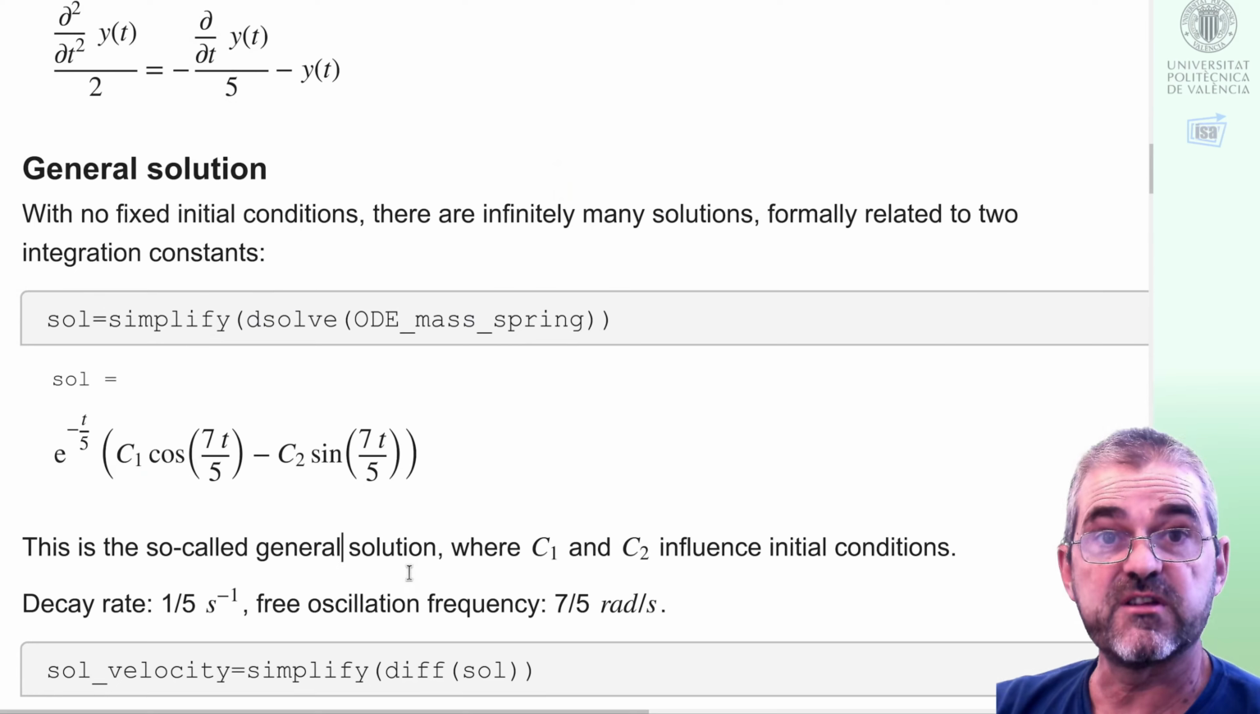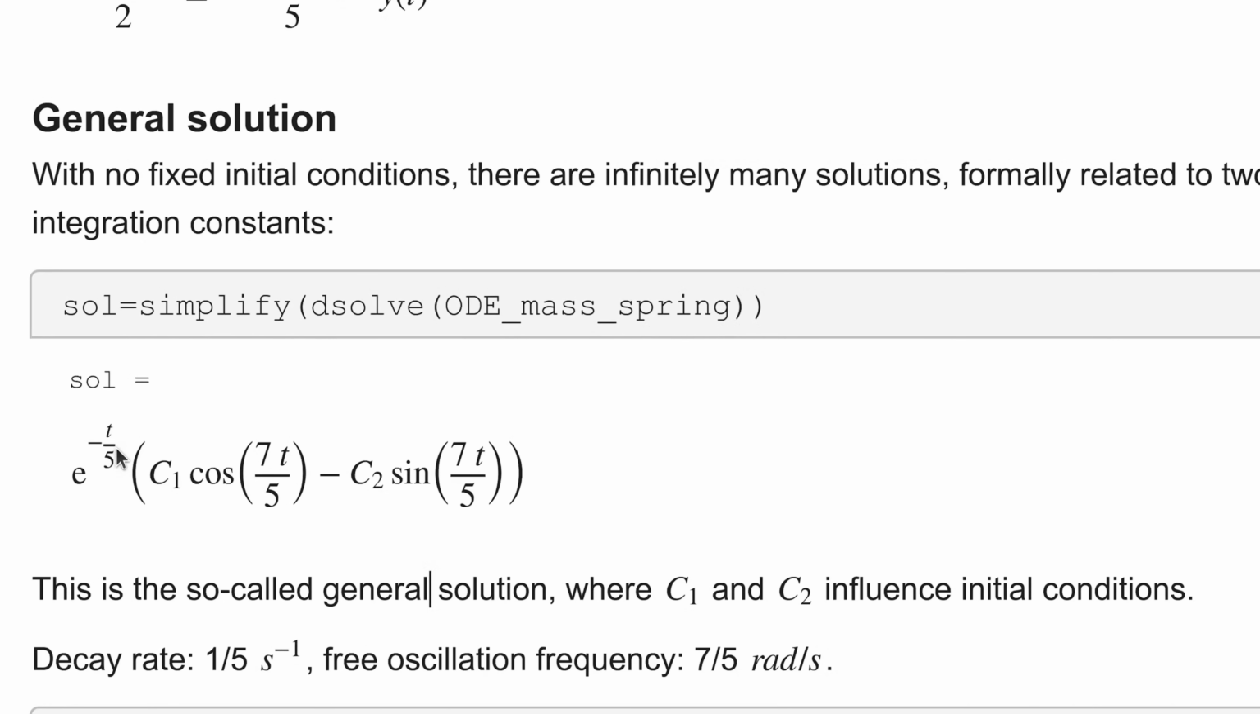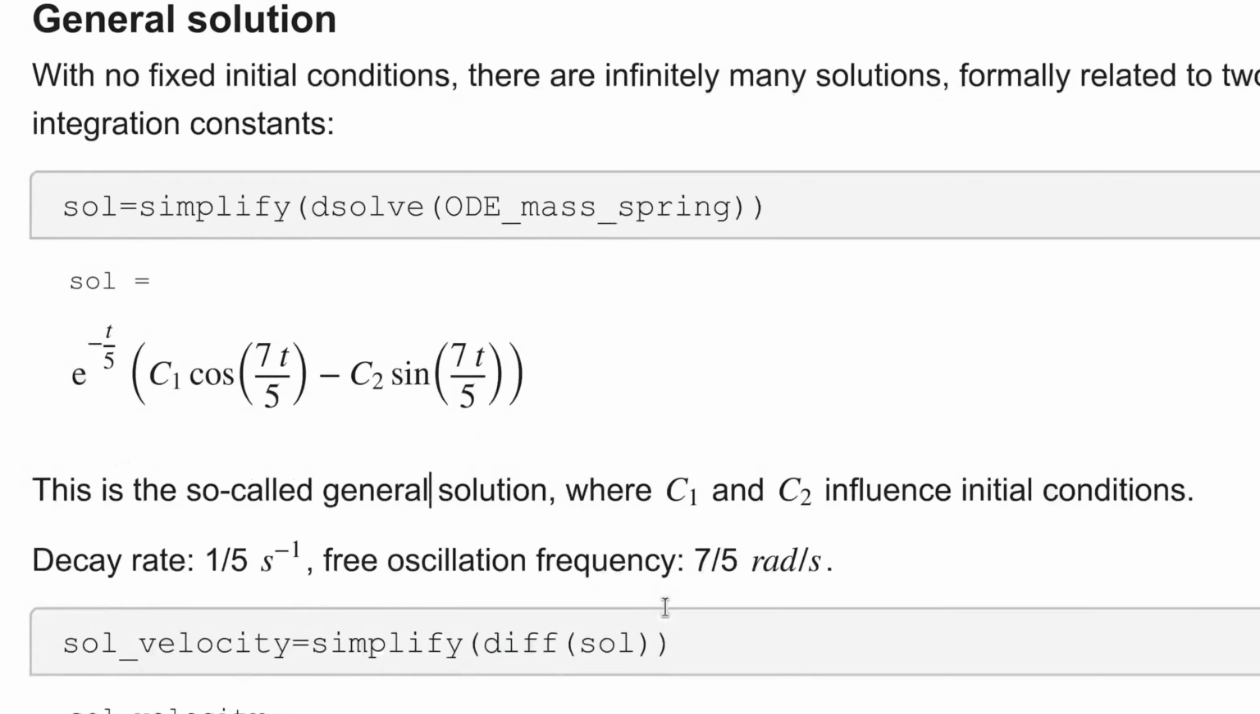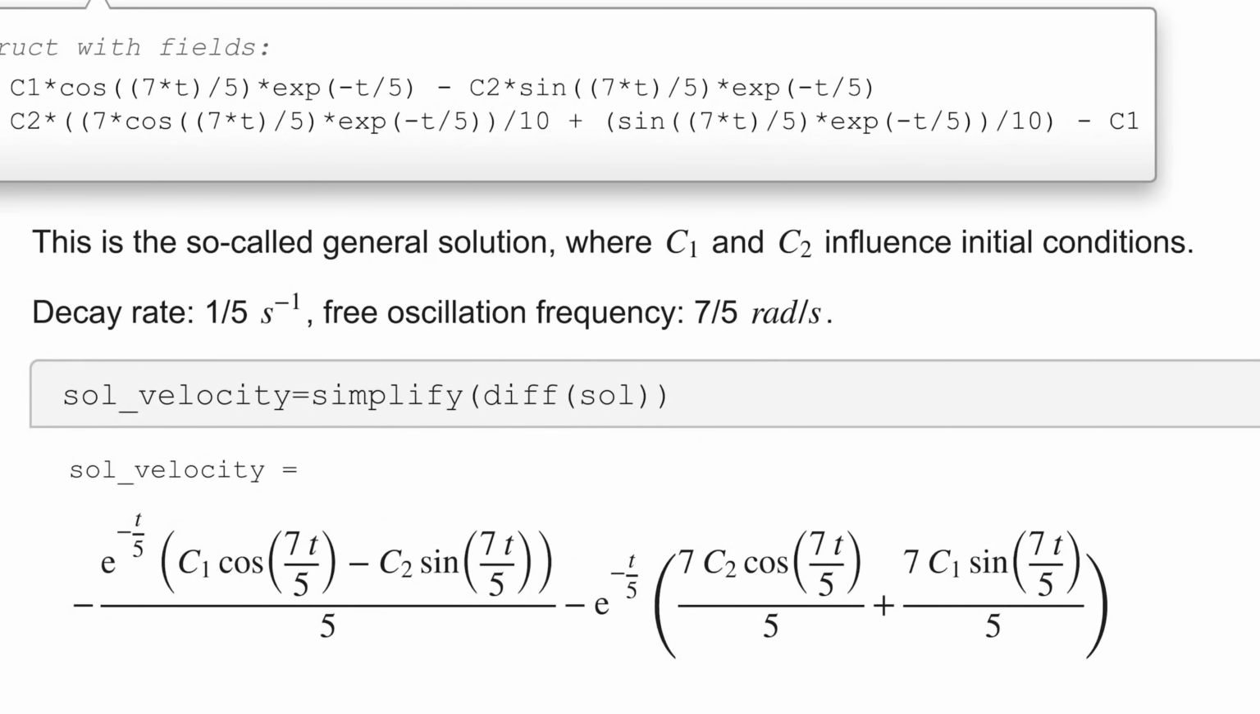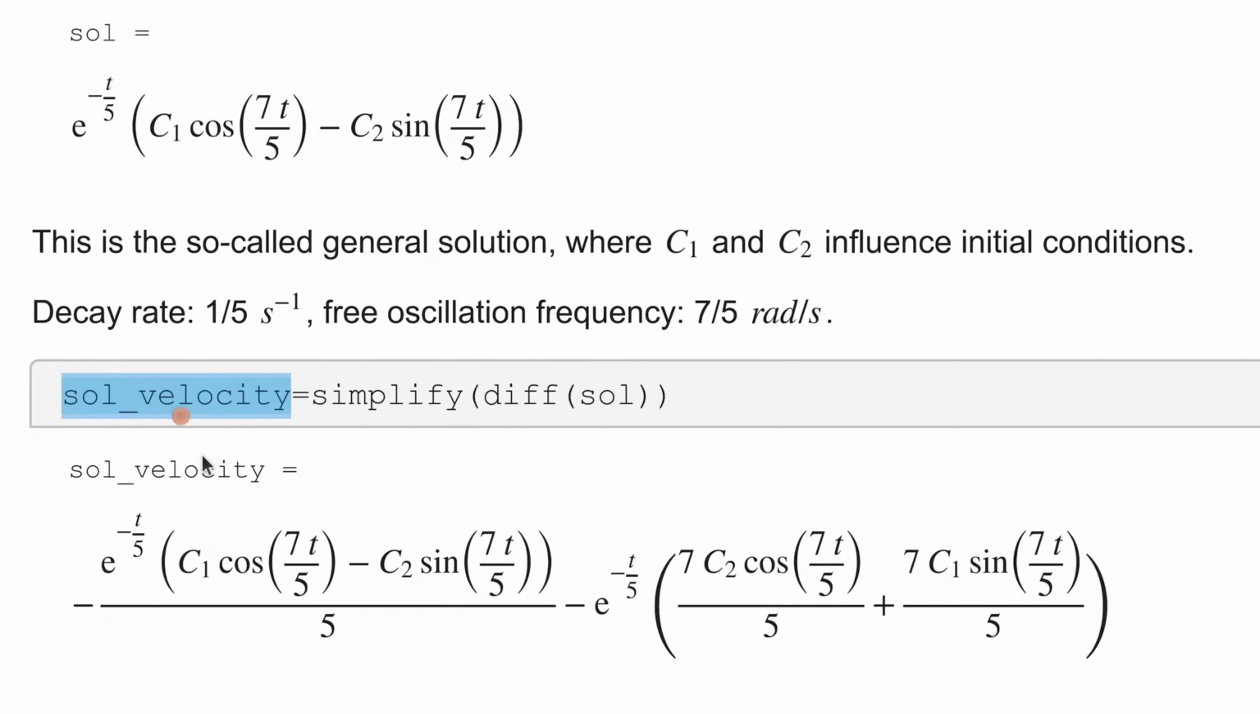Okay, in this formula, the coefficients in the exponential in here, 1/5, that's called the decay rate, and 7/5 is called the oscillation frequency of the free response in radians per second. Of course, if this is the solution of the position y, the velocity will be its derivative, which, taking diff and trying to do some simplifications, ends up being this according to Matlab's symbolic toolbox.